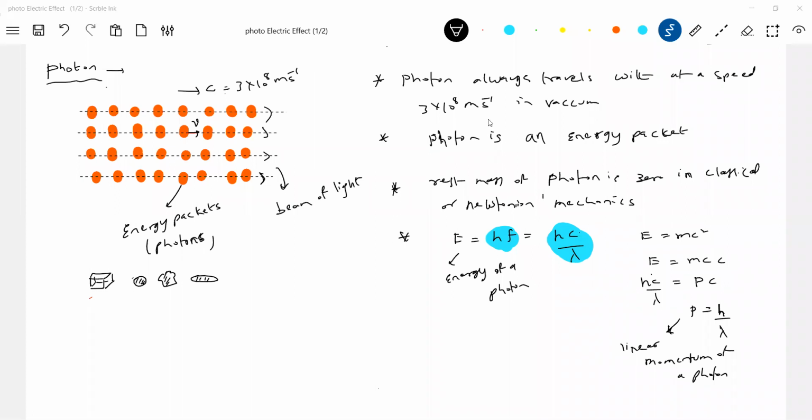This is what Newtonian mechanics puts a limit on, because P equals mv. But in modern physics, we have to come out of this classical mechanics. The rest mass of photon in Newtonian mechanics is zero. In quantum mechanics, it is defined differently. As far as our level of physics is concerned, we'll call it zero.